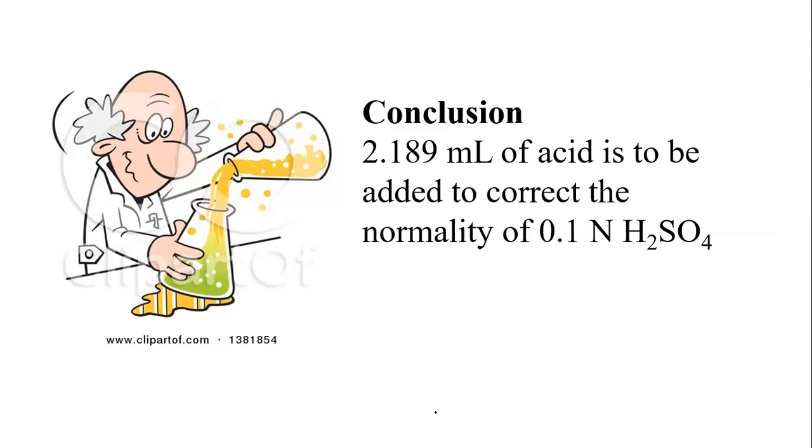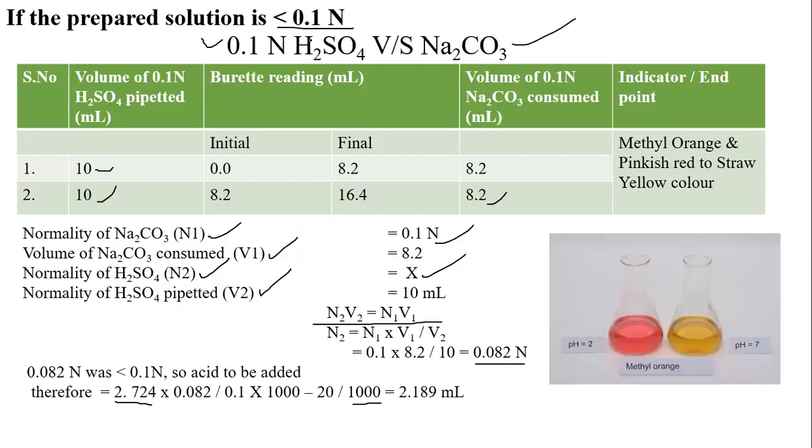We think it is exactly 0.1, but how much do we get? We get only 0.082 normality. To bring the 0.082 normal to 0.1 normal, we have to add 2.189 ml. What is the condition here? If it is less than 0.1 normal, we have to calculate using N1V1 equal to N2V2. While we calculate it, if it is less than 0.1 normal, we have to go for addition of acid.